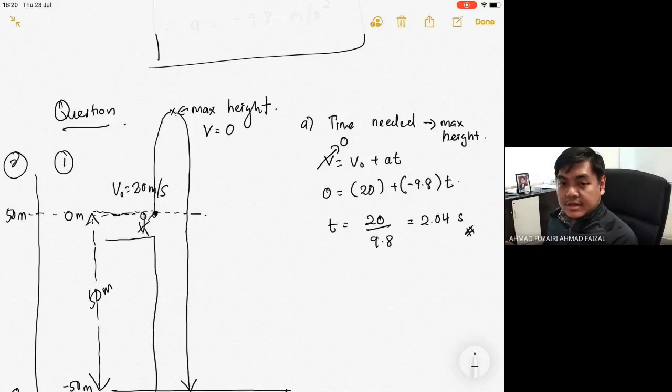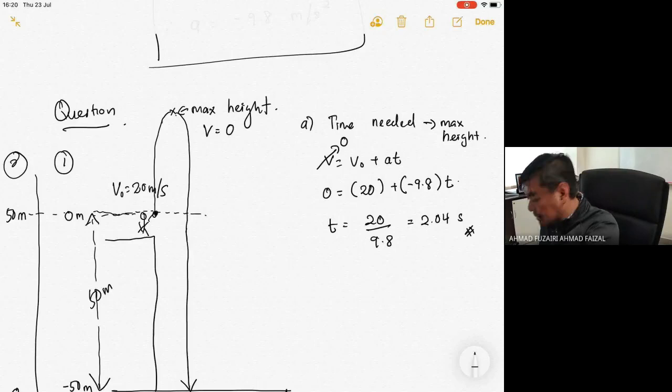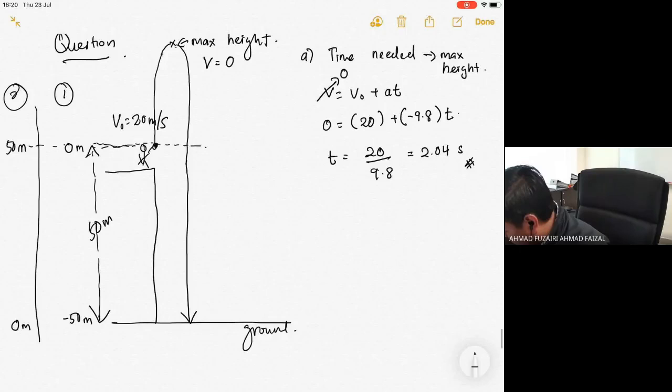Look at how I'm solving the problem. I put the equation first, and then I substitute the values, and then finally with the proper annotations and units. Look at how I did the question. And how about B? The B asks you the maximum height. What is the maximum height?